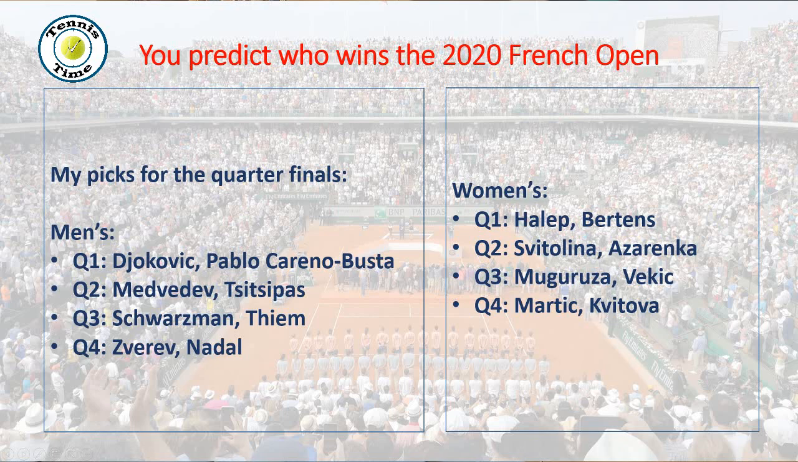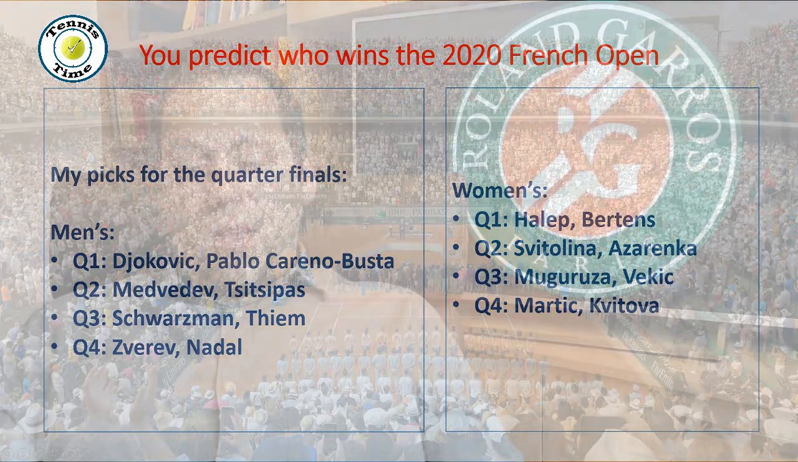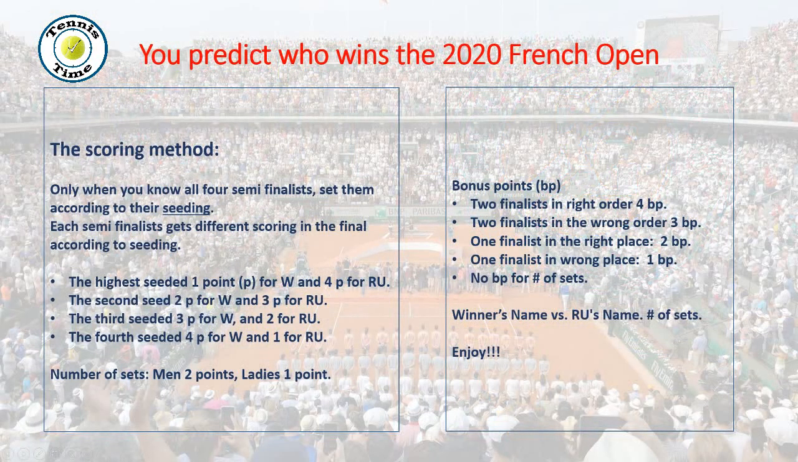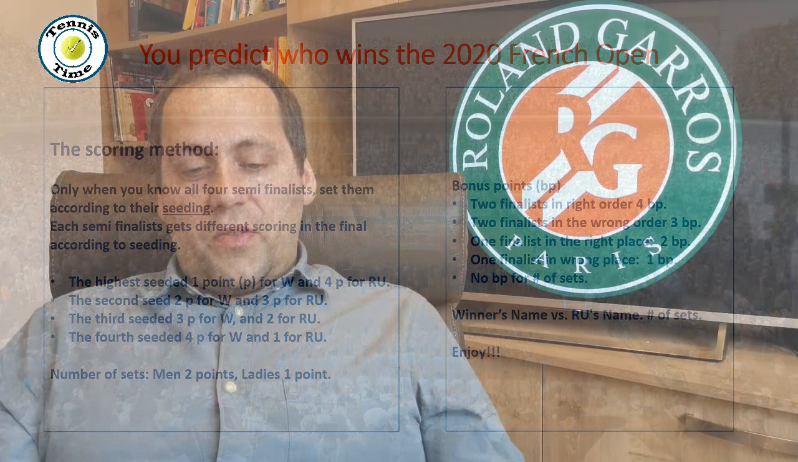And as I said before, when the quarterfinals have been played and we have a final lineup for the women's and men's semi-final, you can make your bets. You're gonna basically have to pick the winner and the runner-up and the number of sets, and then this is the scoring system for the bonus points and for the regular points, how the game is going to be decided and calculated. The winner will be announced after the final on Sunday, or maybe on the Monday after the French Open is concluded.